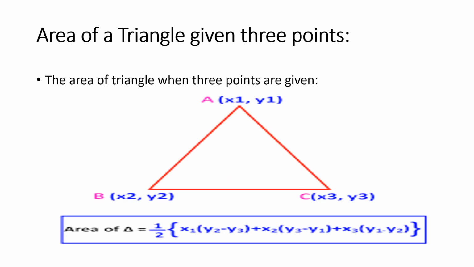Now one more formula which is based on the distance formula. We can also find the area of a triangle if 3 points are given. Remember, this formula is not there in the syllabus this time, but again this can be used in further studies. So suppose you are given 3 points A (x1, y1), B (x2, y2) and C (x3, y3), then the area of the triangle formed by these 3 points is given by half into x1 (y2 minus y3) plus x2 (y3 minus y1) plus x3 (y1 minus y2).